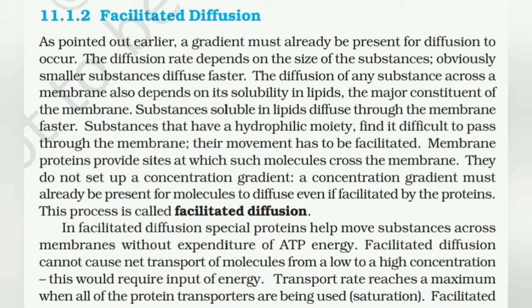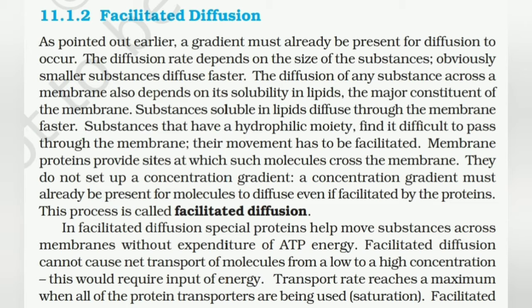Substances that have a hydrophilic moiety find it difficult to pass through the membrane, because the membrane is hydrophobic and the substances are hydrophilic. So the behavior, the nature of the chemical do not match. Their movement has to be facilitated.